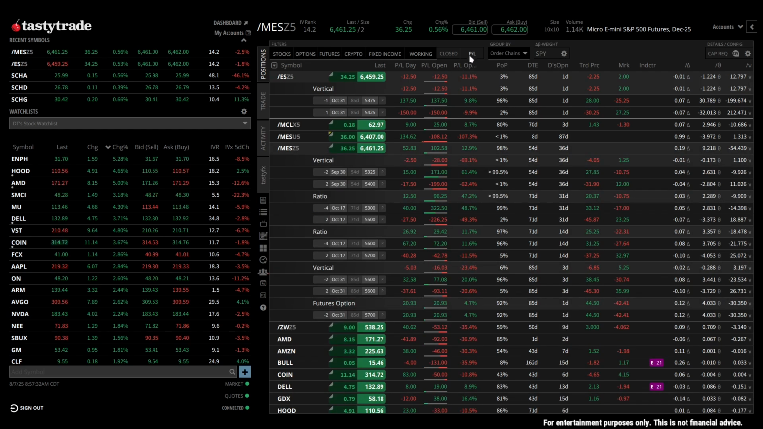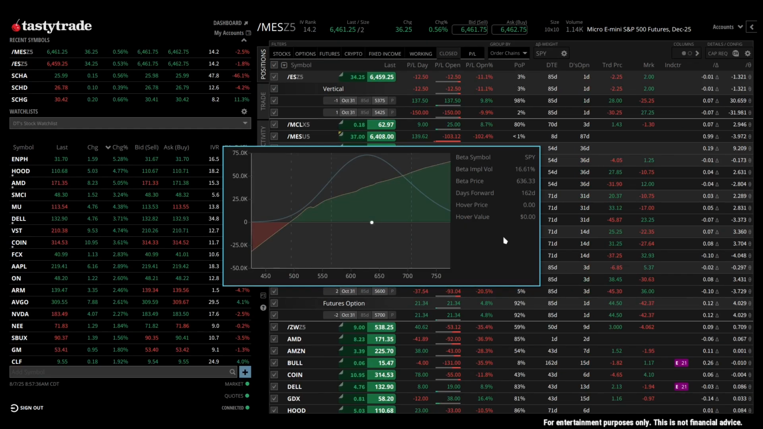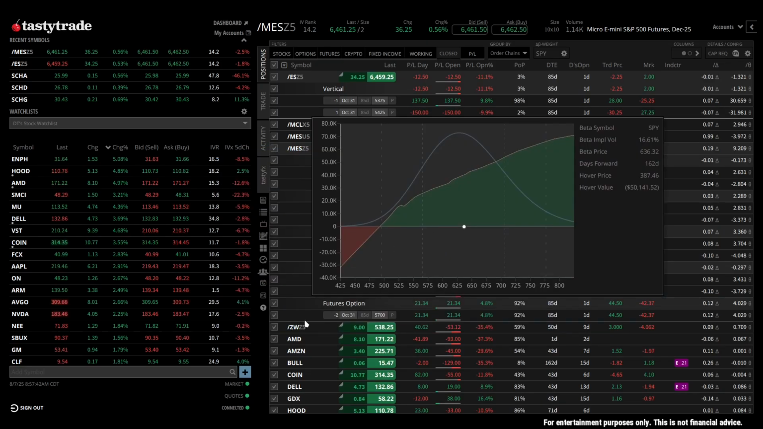And I can actually show you how this would look on a risk profile if I go to a P&L graph here. Can you guys see the P&L graph? I may have to change the screen here.